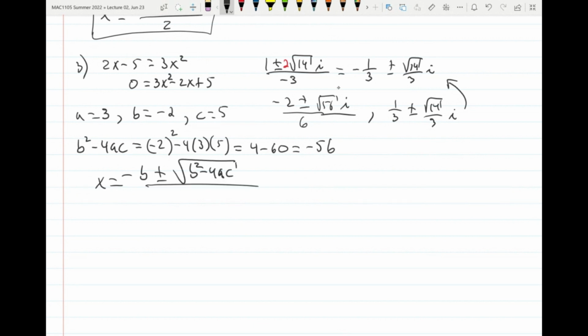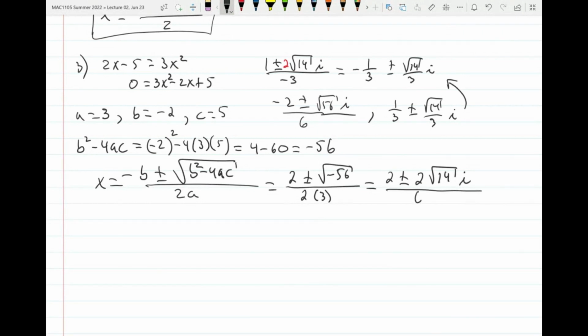I'm repeating the formula just to ingrain it in our brain. Okay, so it will be minus minus 2, so that's just a positive 2, plus or minus square root of -56 over 2 times 3, namely 2 plus or minus. So let's see, 56. What can we do with 56? It's 4 times 14, so it comes out as 2. So it will be 2 square root of 14i all over 6.